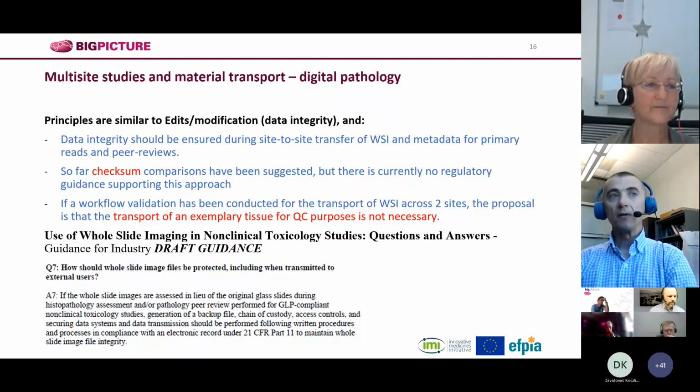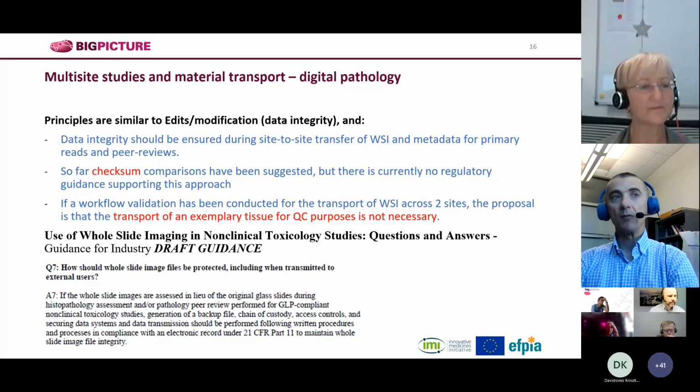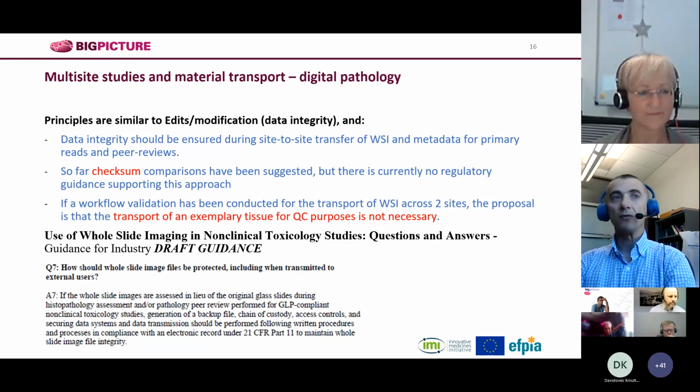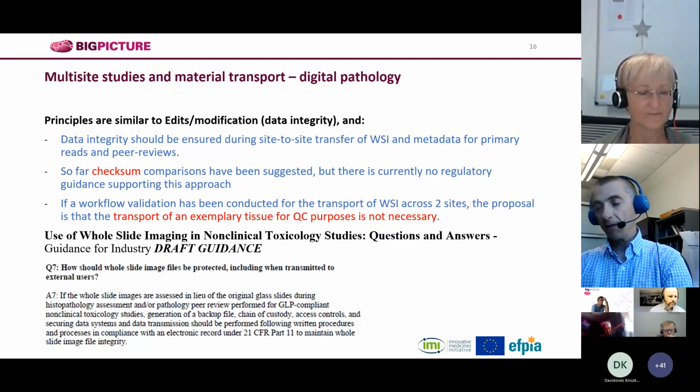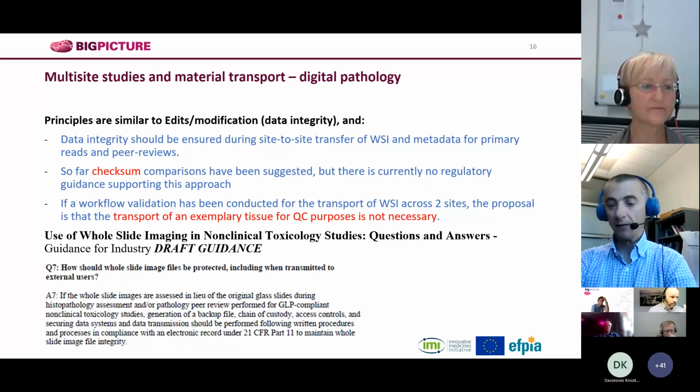So there are several mechanisms that have been proposed, in particular performing checksum comparisons, which is basically a comparison of the amount of material at the beginning and the amount of material at the end. There are different ways to do it. This is the proposal that's been made so far, but there is no regulatory guidance to confirm that this is okay. It's an acceptable way to reassure in terms of data integrity.